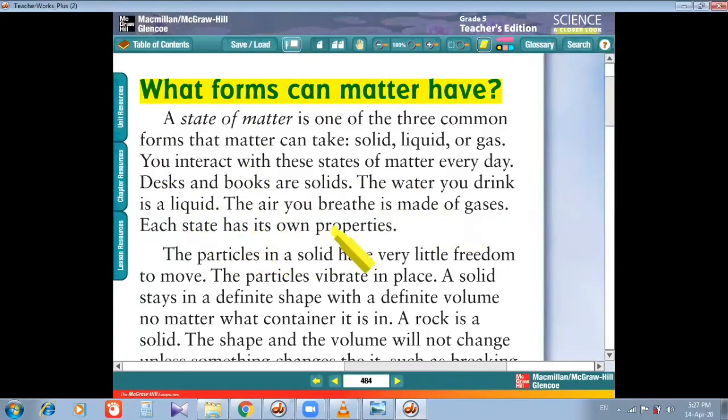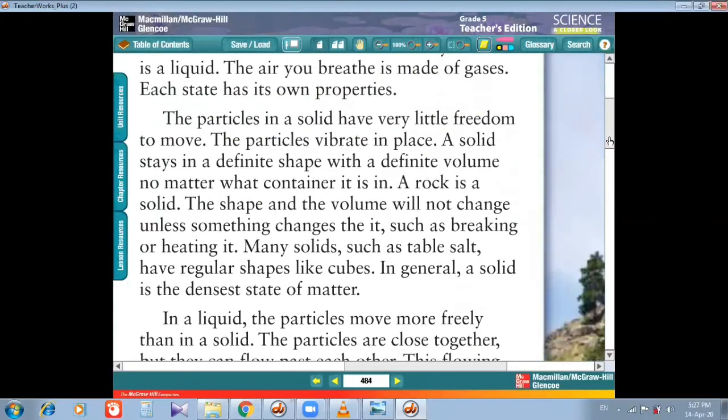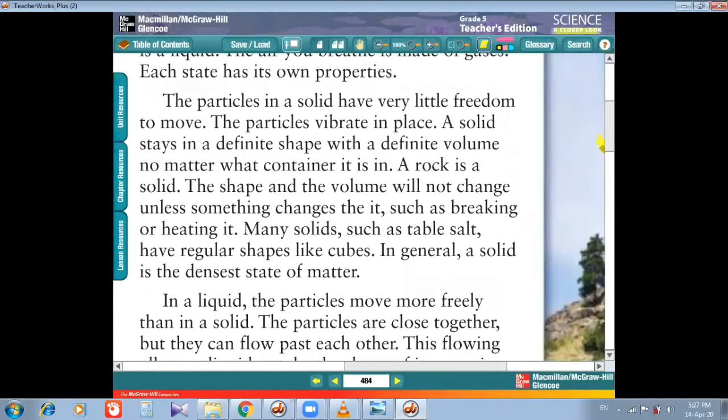Each state has its own properties. Now each state, the solid, liquid, and gas, they have their own properties. Now we are discussing one by one. The particles in a solid have very little freedom to move. The particles vibrate in place. Now we are talking about the solids. The particles in solids are very tightly packed to each other. They don't have free space to move, or they have very little space to move. These particles vibrate in their own place.